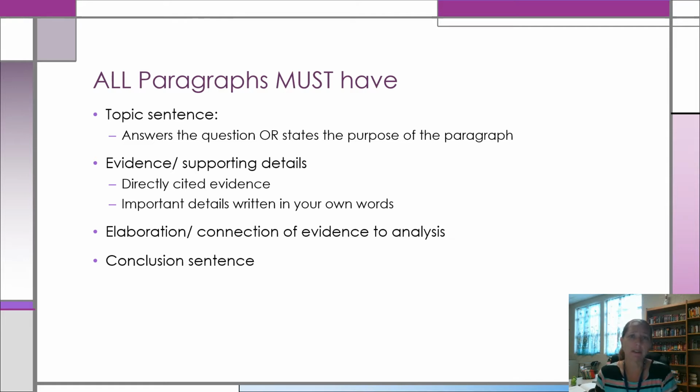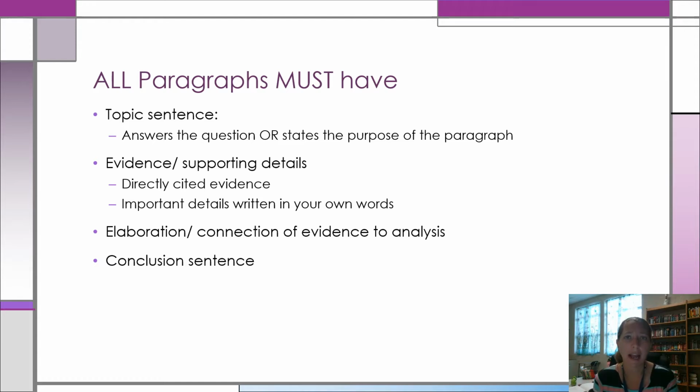All paragraphs in 7th grade must have evidence or supporting details, okay? We, in 7th grade, cite evidence directly from the text. We typically cite 2 pieces of evidence from the text, so 2, all right? And sometimes, depending on the type of writing we're doing, those details or supporting evidence will be written in our own words. So we're going to have some evidence. We're going to have some things written in our own words, okay?